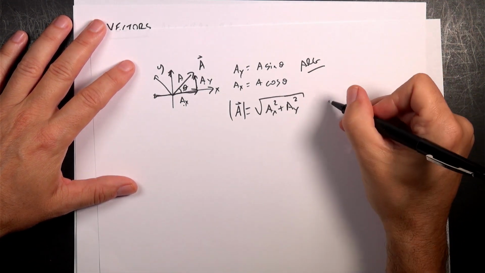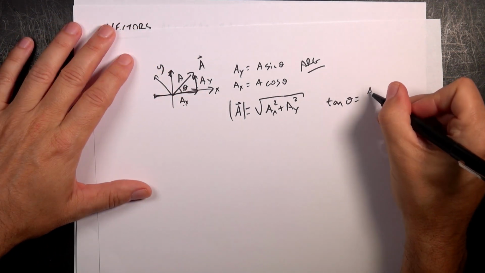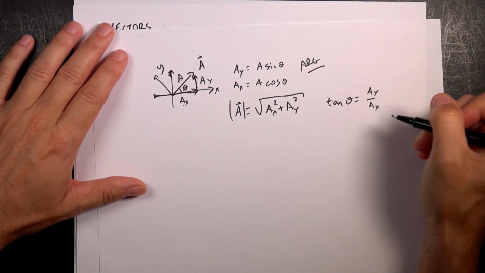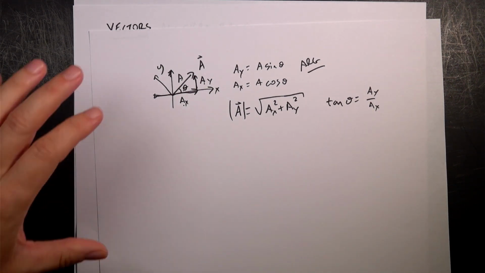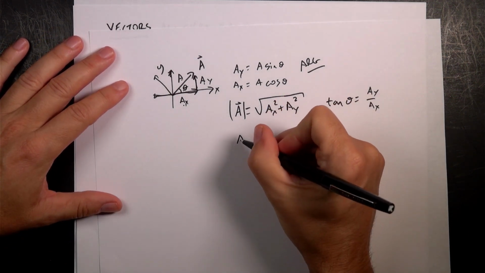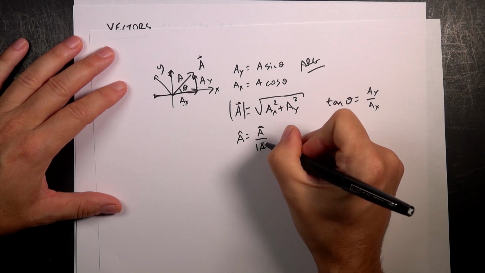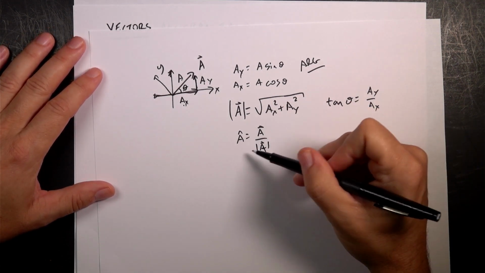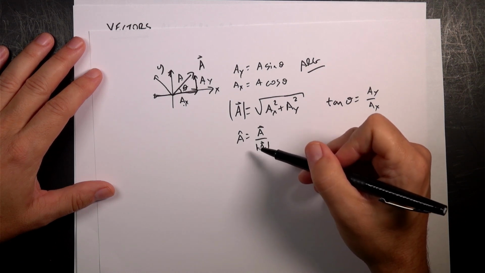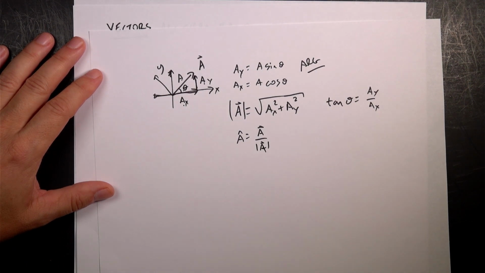If you want to find the angle, you can say the tangent of theta is going to be opposite over adjacent, which is Ay over Ax. Those are your main vector equations. Now there is also, I'm going to put it on there, a unit vector. A unit vector A is called A hat. That's the vector A divided by the magnitude of A. And why would you do that? This is a way to make a scalar value a vector. And so I'm going to include this in some of my equations.